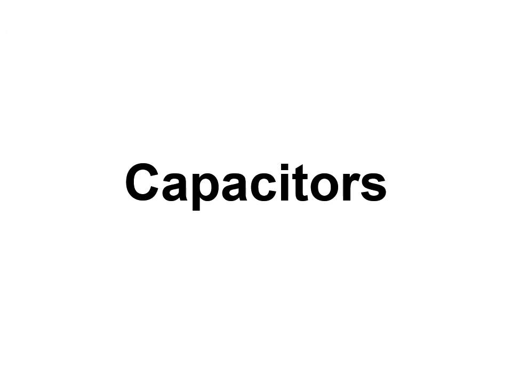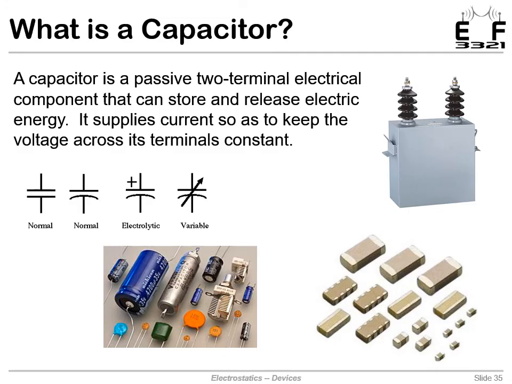On to capacitors. Like resistors, capacitors are two-terminal devices. They store and release electric energy, and they act in a way that tries to keep the voltage across their terminals constant. And they can, for a short amount of time anyway, supply huge amounts of current to try to keep the potential across their plates constant.